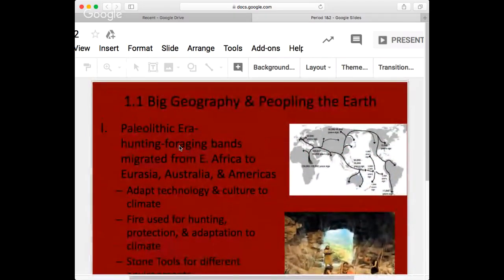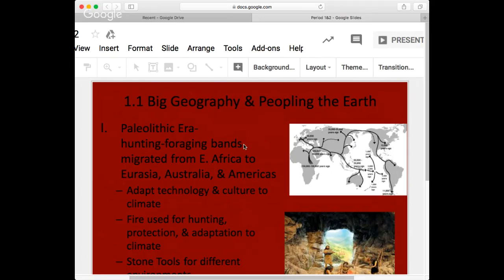Okay. So key concept 1.1 is all about the Paleolithic period. Remember that the Paleolithic era is the very first humans, and they move from Africa up into Europe and then into Asia, and then into the Middle East and then to the Americas, etc. You can see here from the map, first people, and here's how they move to different places in the world. They were hunter foragers.